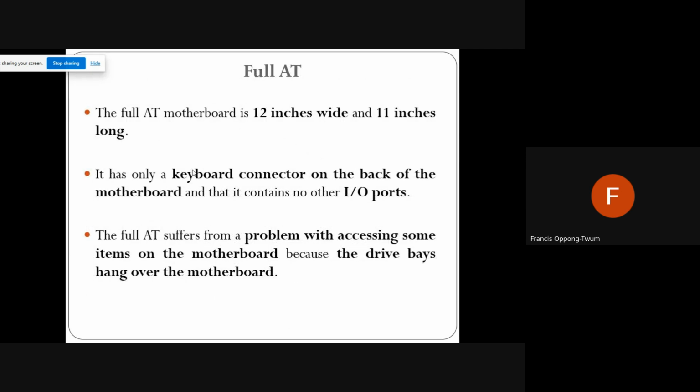So when we talk about the full AT, the full AT motherboard is 12 inches wide and 11 inches long. It has only the keyboard connector on the back of the motherboard, and it contains no other input or output port. The full AT suffers from a problem with accessing some items on the motherboard because the drive bays hang over the motherboard. So that's what we call the full AT.